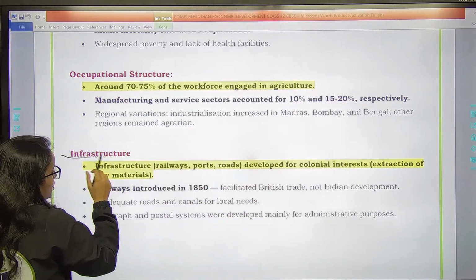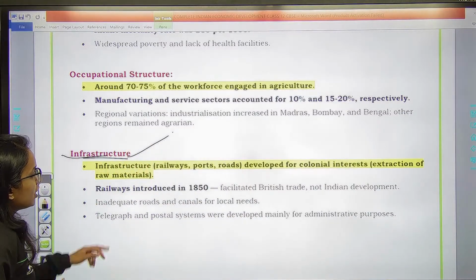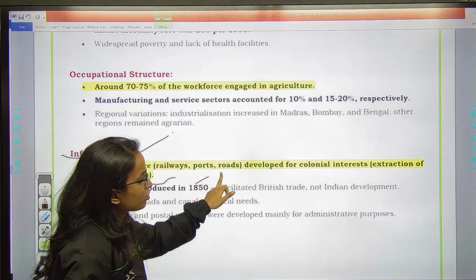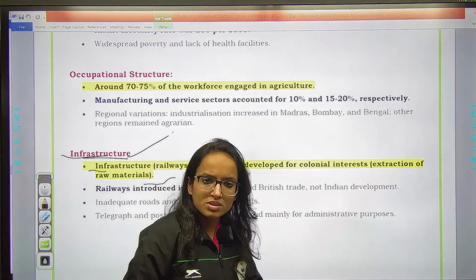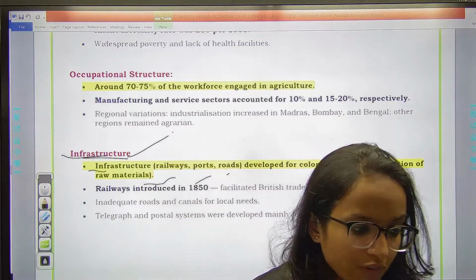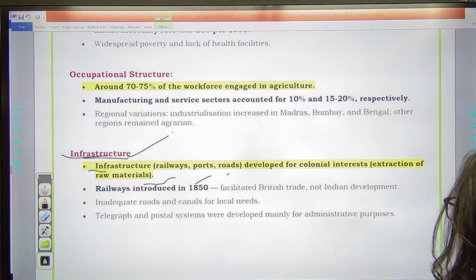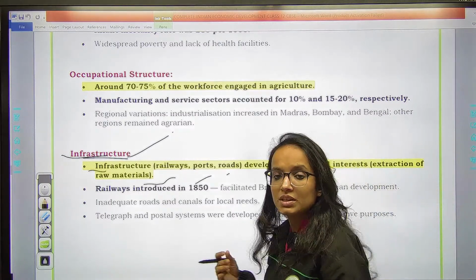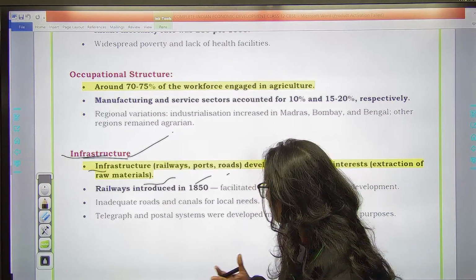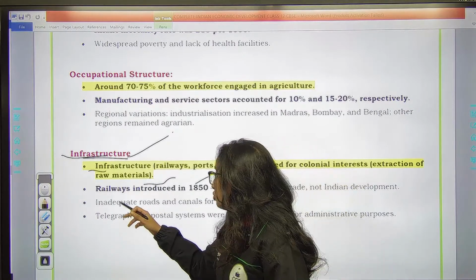And infrastructure, what was the state of infrastructure? Infrastructure में railways, ports, roads were developed. So certain good steps were also taken, like development of infrastructure, ports, railways. We got railways in 1850. They were developed, which helped India in better transportation, and commuting was easy.